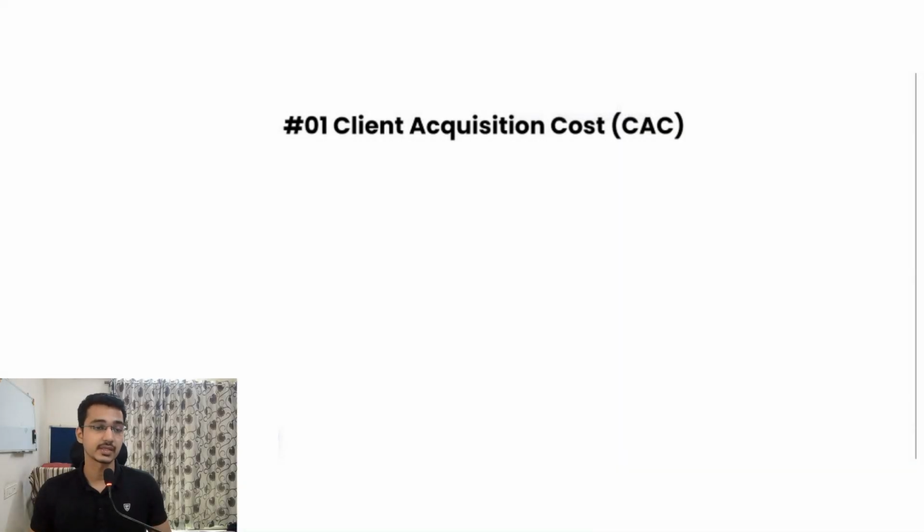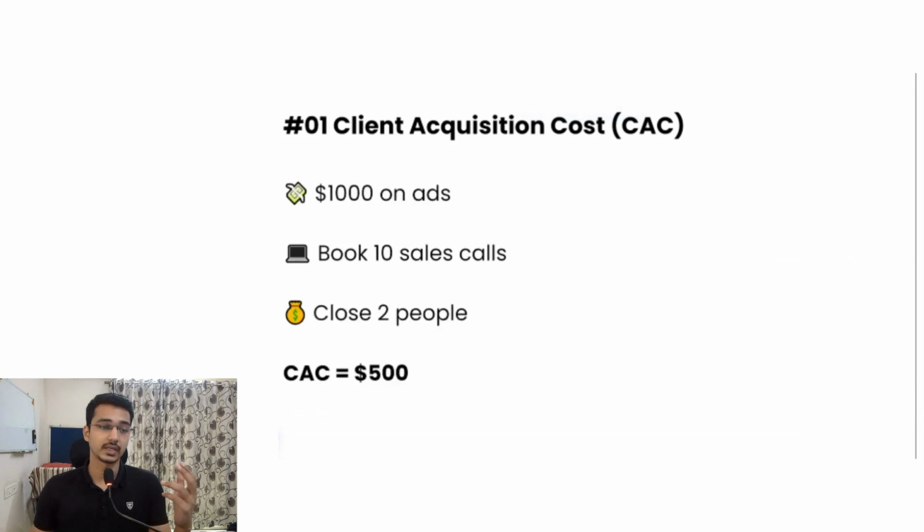The first metric we will discuss is client acquisition cost. To give you a quick perspective on what it really is, for example, if you spend $1,000 on ads to book 10 sales calls and end up closing 2 people out of them, then your CAC would be your ad spend divided by the number of clients, which will become $500 in this case.